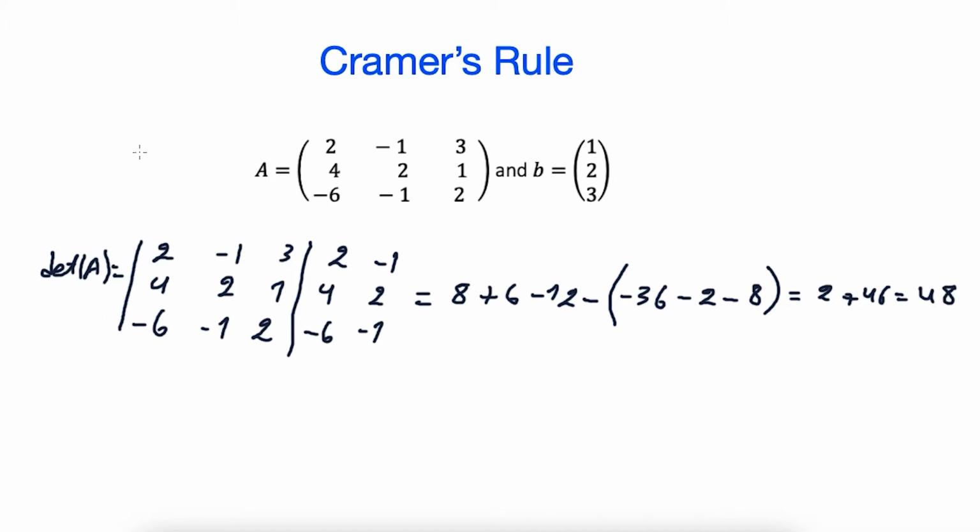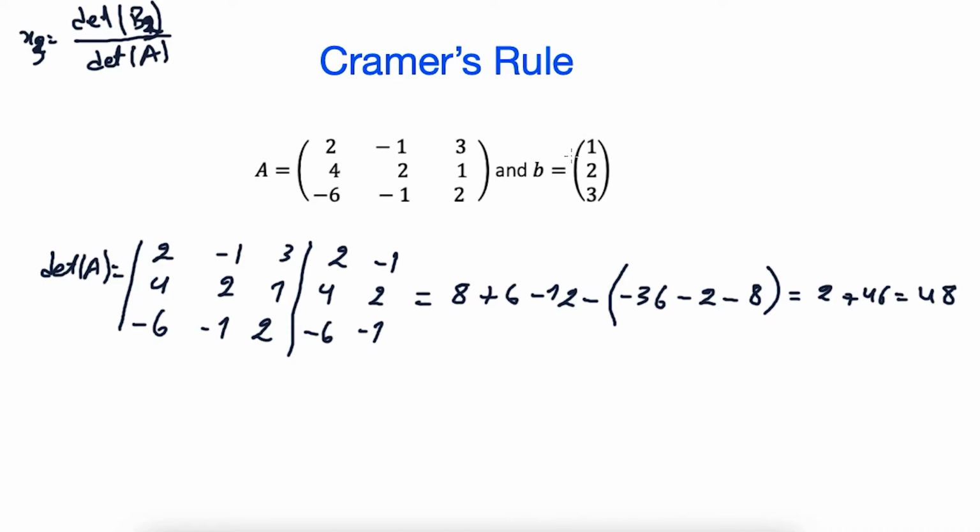Now we want to get the values for x1. We know that x1 equals the determinant of B1 over the determinant of A, and B1 is when we replace this column by the column vector B. The same for x2: it will be the determinant of B2, replacing this column by the vector B. And the same for x3: to get B3, we replace this column by the column vector B.